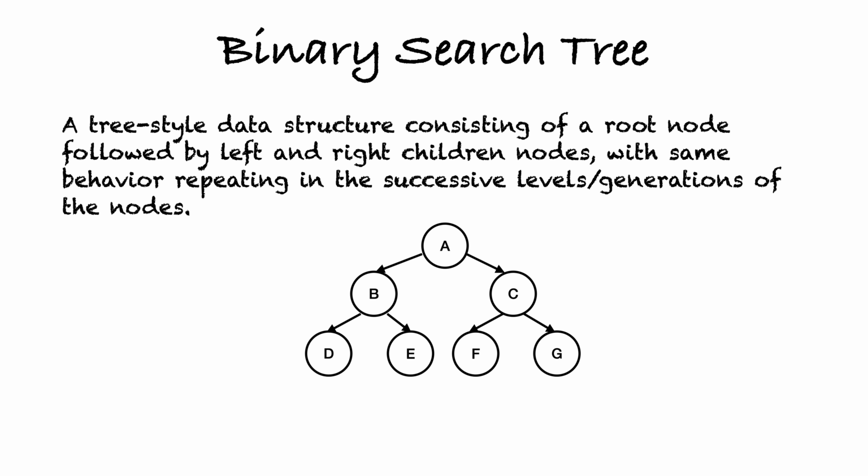With the sequential style data structures covered, let's go into the binary search tree. A binary search tree is a tree-style data structure that consists of a root node followed by left and right children nodes. So in the figure below, the topmost node is the root node, and then there's a left and right child. All the left and right children nodes also have children nodes too. So the behavior repeats in successive levels and generations.